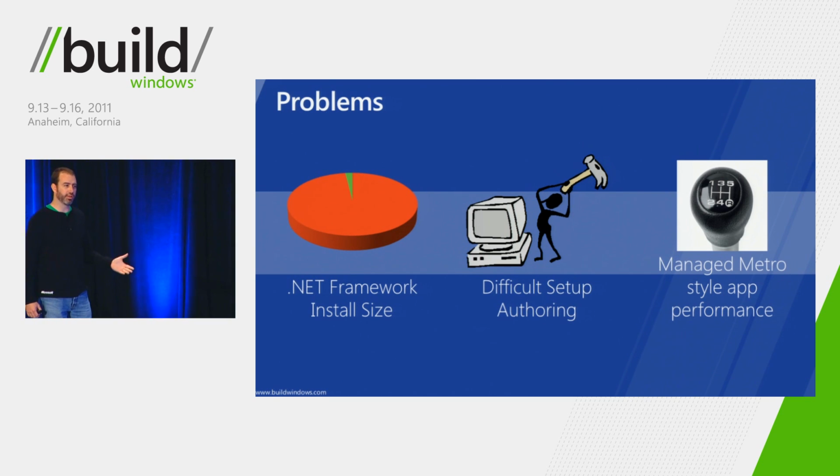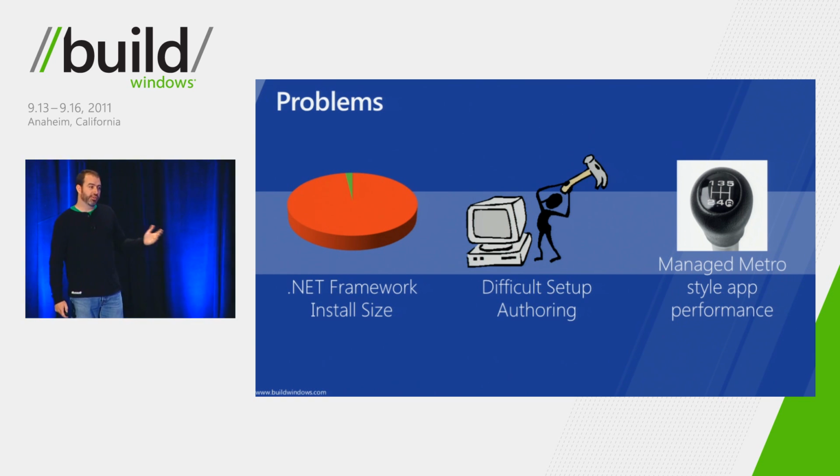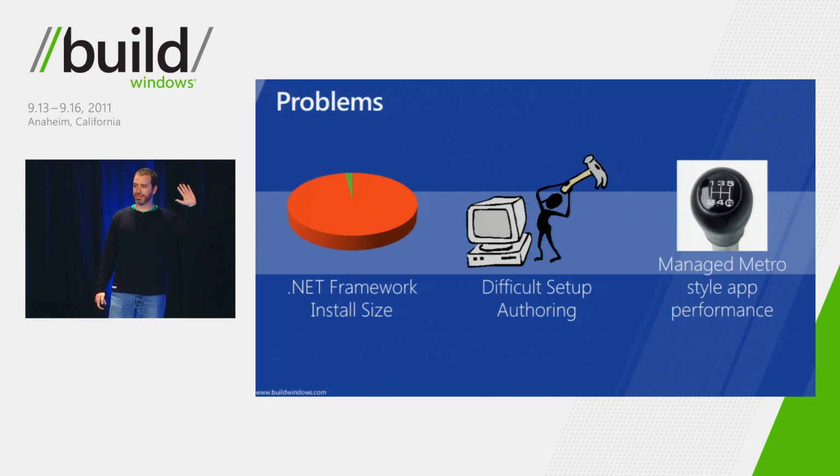One is the .NET Framework install size. I was sitting next to a gentleman in Joshua Goodman's talk the other day, and he said something about the .NET Framework install size, and the guy sitting next to me yells out, "It's huge!" And I thought that was pretty funny. But we've been working really, really hard in .NET 4.5 to reduce the impact of the size of the .NET Framework. Another challenge in this space is difficult setup authoring. As I said before, nobody raised their hand when I asked how easy that was. And the third thing is managed Metro-style app performance. We really wanted to make sure that managed Metro-style apps that you've written in C# or VB really feel fast and good, and we see nggen as a potential solution to that problem.